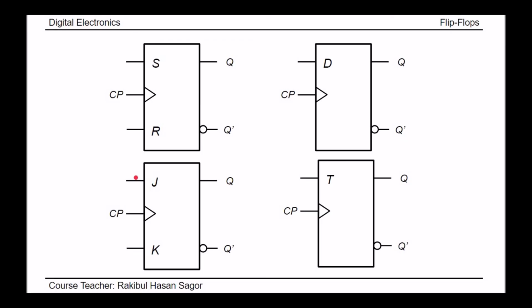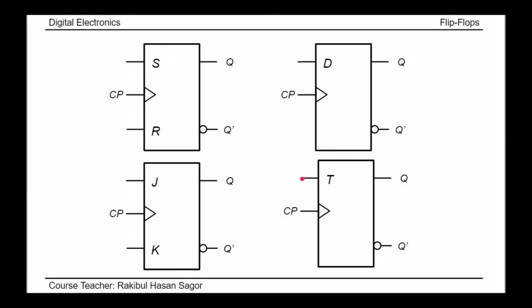For the JK flip-flop, J equal to 1, K equal to 0, J is analogous to the set case. So if J equal to 1, that means the output will be set, that Q will be equal to 1. K equal to 1, J equal to 0, output will be 0, reset case. J equal to 0, K equal to 0, the output will hold the previous output. J equal to 1, K equal to 1, output will toggle the previous output.